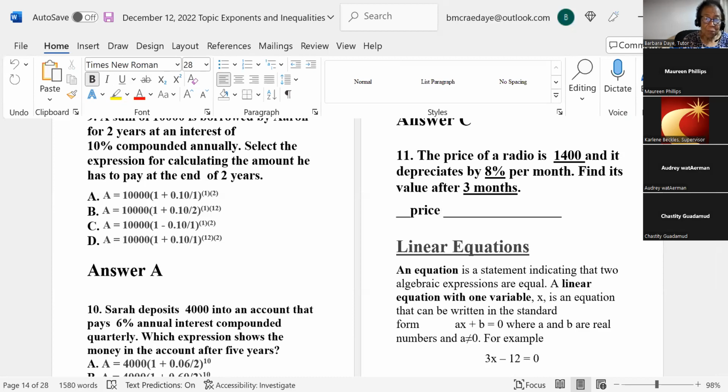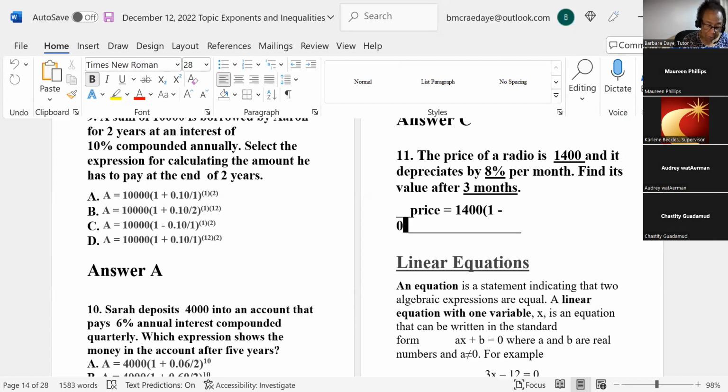Then after you put appreciation, you put your price equal to 1,400. Yes, and I put in parentheses 1 minus the interest times the month. You made that what? 0.08%. Okay. 0.08, you made that a decimal, okay? Right. And then for the 3 months, the 3 months was what?